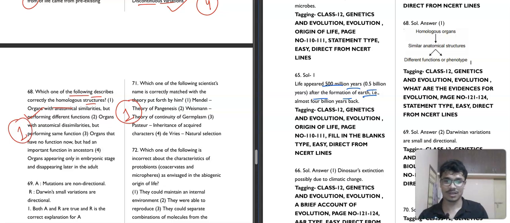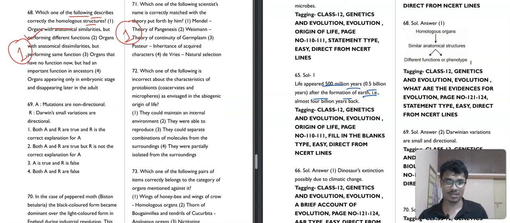First option. Then we have an assertion-reason question, 69. It is said that mutations are non-directional. Correct. Darwin's small variations are directional. Okay. So both statements are correct, but they have no relation with each other. So the second option will be our correct answer.